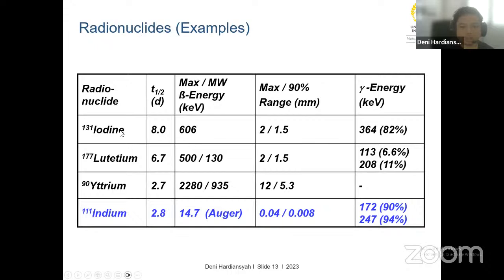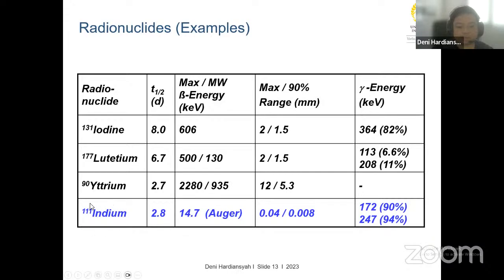So therefore, as you can see, iodine, no problem because we have 82%. Lutetium is also no problem, because we have some gamma energy, even though not that high, around 6 to 11%. But yttrium, we don't have it at all. I mean, we have it, but the number is very, very small, maybe around 0.00001% for the gamma energy. So that's why the dosimetry is quite challenging and difficult for yttrium.